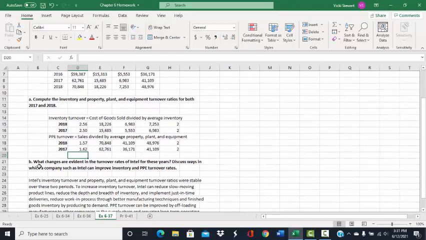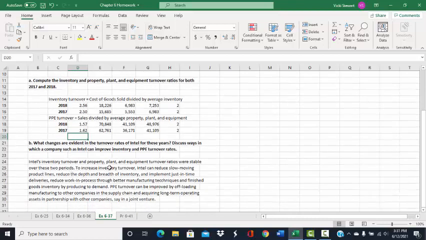In Part B, it asks us what changes are evident in the inventory turnover rates of Intel for these 2 years, and discuss ways in which a company such as Intel can improve inventory and property, plant, and equipment turnover rates. So when we look at the inventory turnover for Intel, we see that it went up slightly in 2018, and of course we want a faster turnover, so that was an improvement.